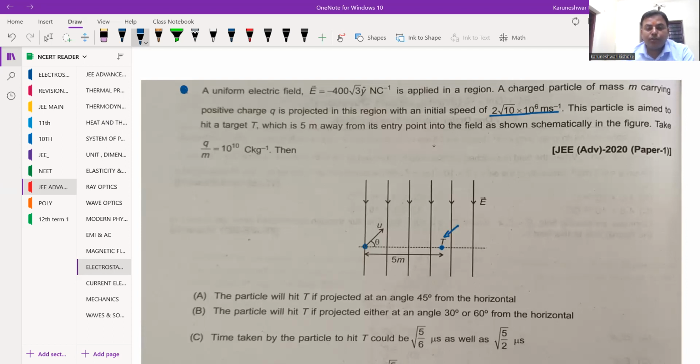Take the charge by mass ratio, q by m, which is mentioned as 10 to the power 10 Coulomb per kg. We can consider this. This question was asked in the 2020 JEE Advanced Paper 1. It is from the electrostatics segment, with the concept of projectile. Nothing is mentioned about gravity, so we will not consider gravity to solve the question.